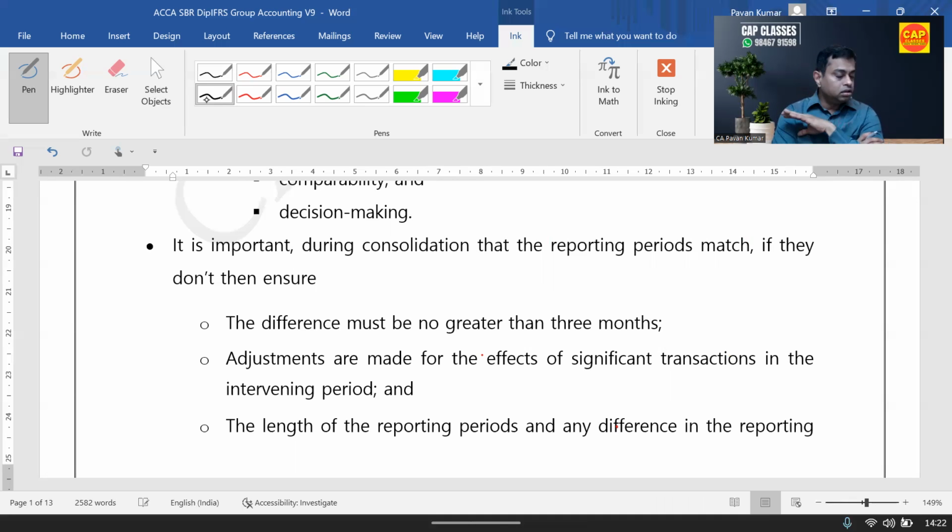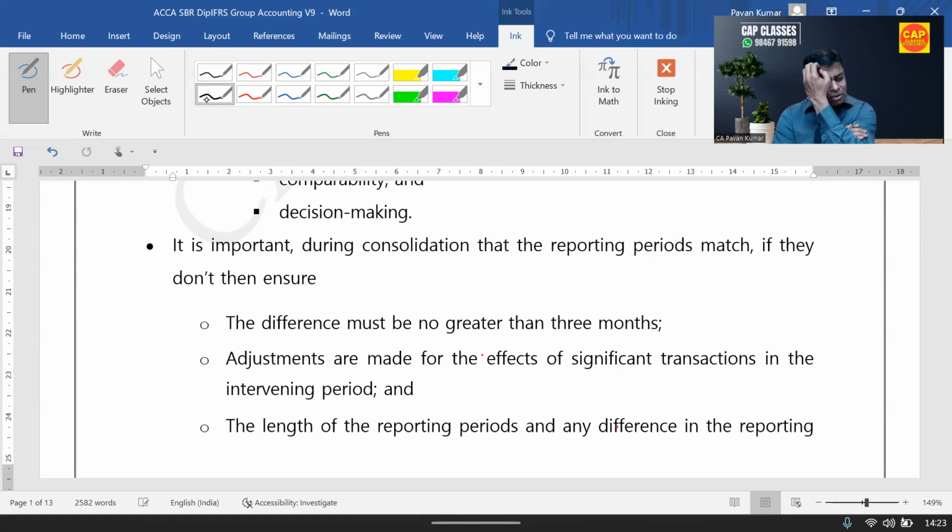Simple. IFRS says, no worries. Till the time the difference between the financial year of holding company and financial year of subsidiary is 2-3 months, I will allow. 1 month difference, fine. 2 months difference, no problem. 3 months difference, no problem. If it is more than 3 months, I will not agree. So IFRS said there can be a difference between the reporting period of holding company and subsidiary company till the time the gap is not greater than 3 months. If it is greater than 3 months, I'll not allow.